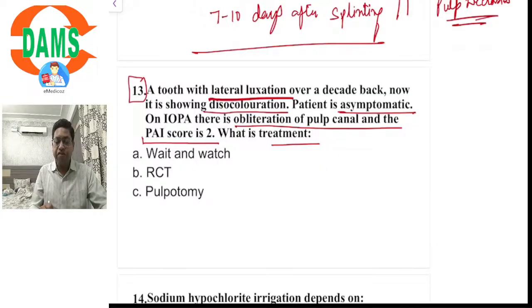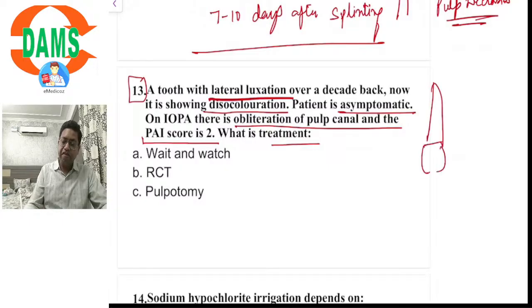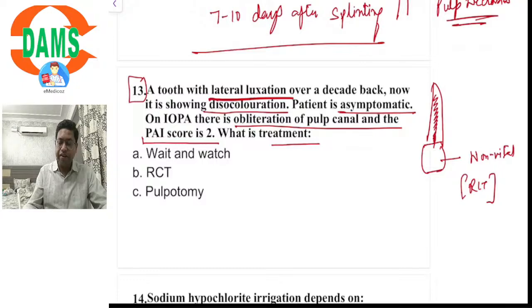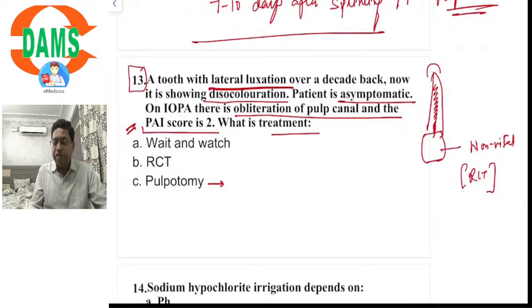Now, there are a couple of things related to this. There's a tooth which has become discolored, means it is non-vital tooth that requires root canal treatment. But when the IOPA of the tooth was obtained, there is obliteration of the pulp canal, means due to a long-standing history of dental trauma, the calcification of the canal has occurred, and it is highly likely that we will not be able to negotiate the canal. The periapical index score is 2, means there is widening of the PDL with mild pathology. What is the treatment? Wait and watch, do RCT, or do pulpotomy. See, pulpotomy is the procedure of vital pulp. When there is obliteration and discoloration, means the pulp is non-vital, it is ruled out. We are left with options wait and watch and do root canal treatment. Now, ideal approach is to attempt root canal treatment.